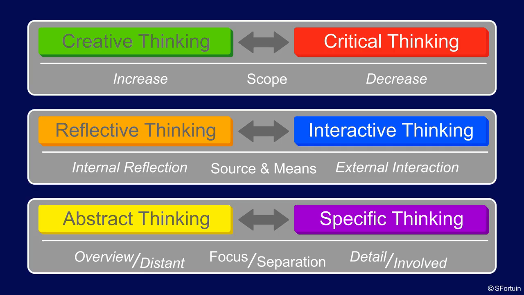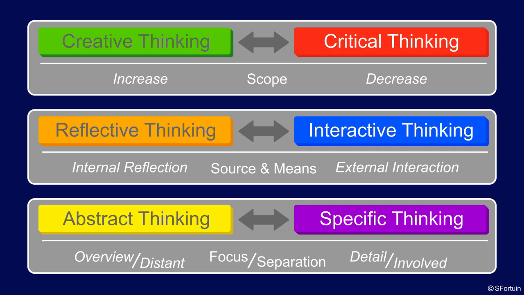So from left to right and top to bottom, creative thinking expands the scope, increases the number of options or the size of the area under consideration. Critical thinking has the opposite effect. It narrows the scope, decreases the number of options or the size of the area under consideration. Reflective thinking elicits new information through internal reflection on existing information. Interactive thinking allows for soliciting new information from an interaction with an external party.